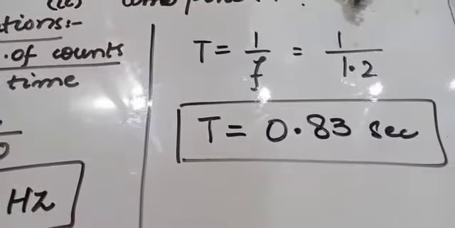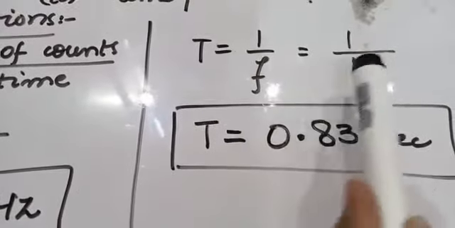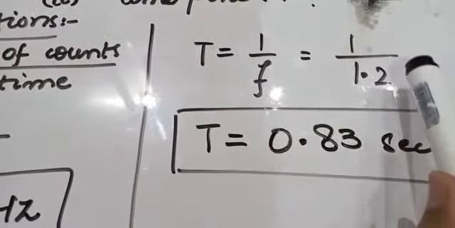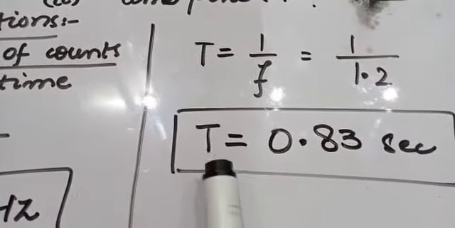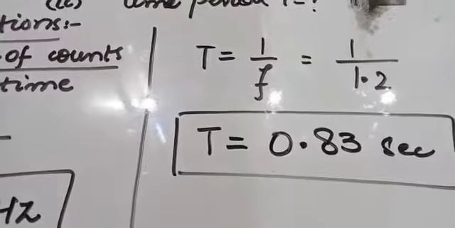And the frequency is the reciprocal of time period. Time period is equal to 1 over f. We will divide 1 by the frequency. We will get the result. Time period is equal to 0.83 second.